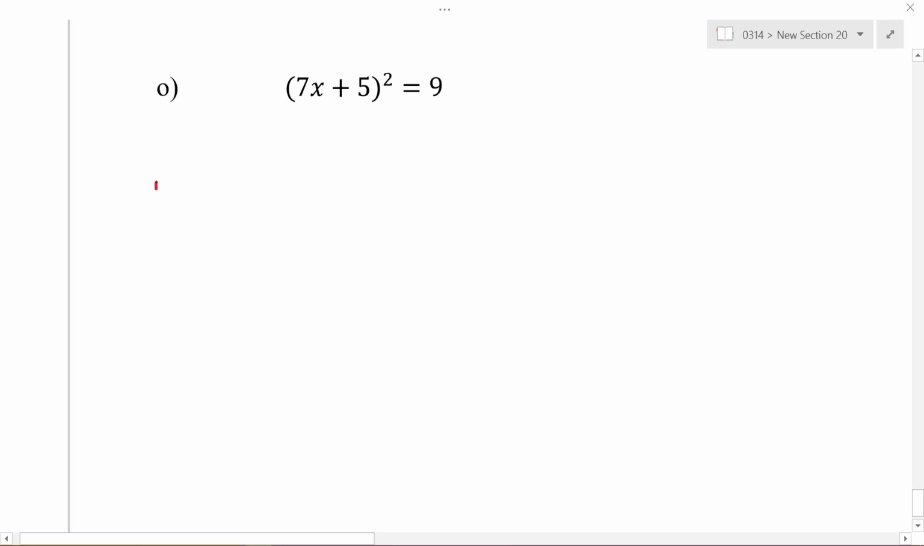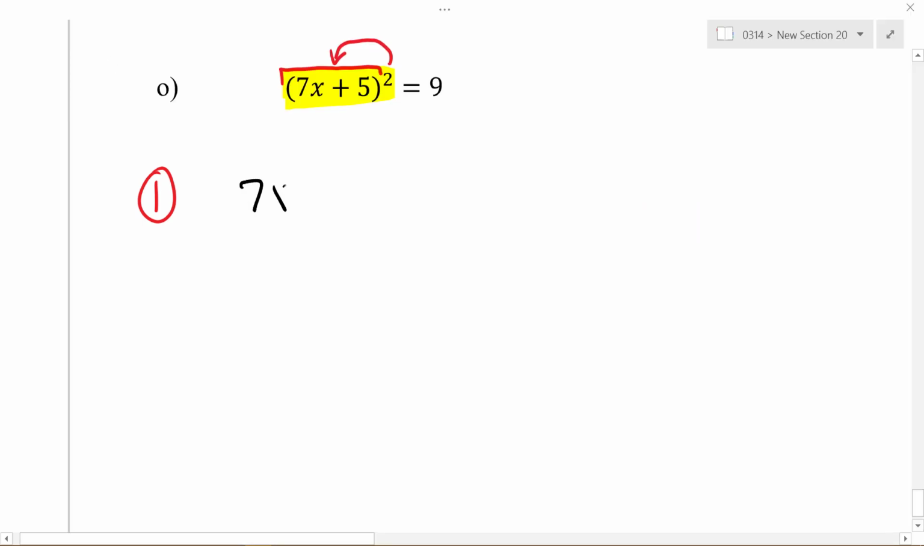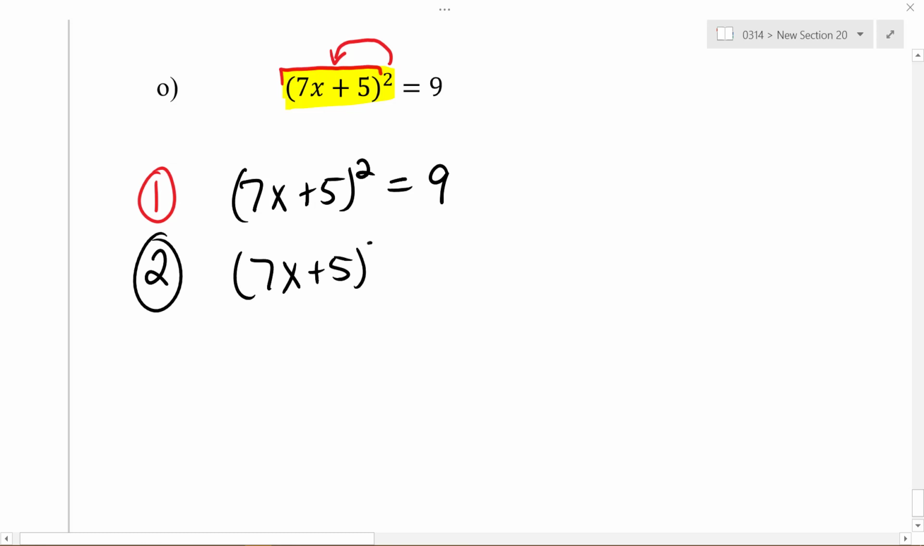Okay, step 1 for square root method is to isolate whatever is being squared. So what is being squared here is the entire base of 7x plus 5, everything inside of the parentheses. So I want to get this whole thing by itself on one side. And it actually is already by itself on one side, right? So step number 1 is actually done for us. Okay, step number 2. We want to take the square root of both sides.